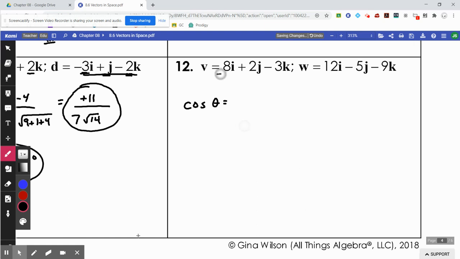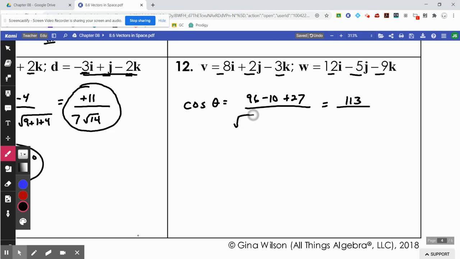And number 12, the cosine of the angle between these two vectors. First off, the dot product, 8 and 12 gives you 96. 2 and negative 5 gives you a negative 10. Negative 3, negative 9 gives you a positive 27. Combine those terms, 96, 27, that's 123 minus 10 is 113 over.